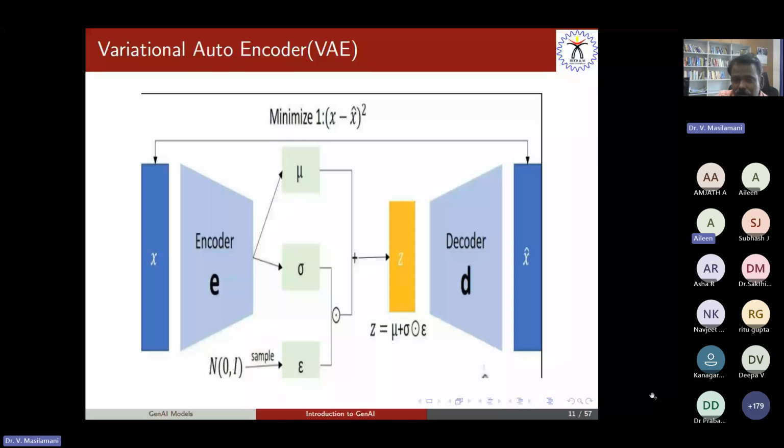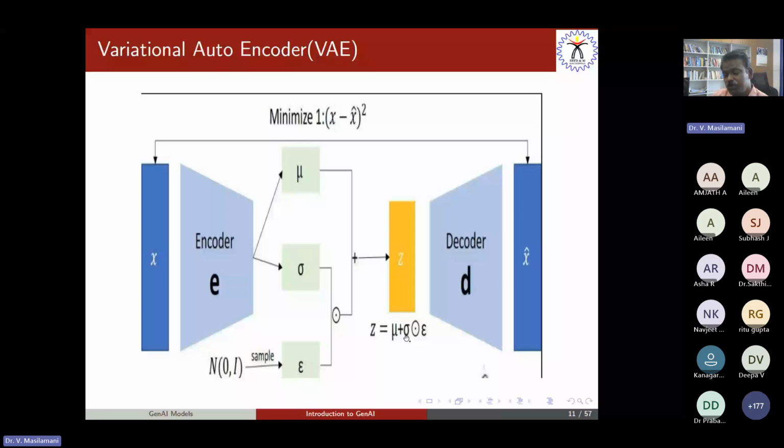Sir, can you repeat again how Z is generated? Yeah. So Z is generated by using this formula, mu plus sigma into epsilon. For a moment, assume that mu is one dimension, sigma is one dimension, and epsilon is also one dimension, right? And the epsilon is coming from a normal or Gaussian distribution with mean 0 and standard deviation 1, right? So if this is Gaussian distribution, then Z is also Gaussian distribution. Mean of the Z will be mu. The standard deviation of the Z will be sigma.